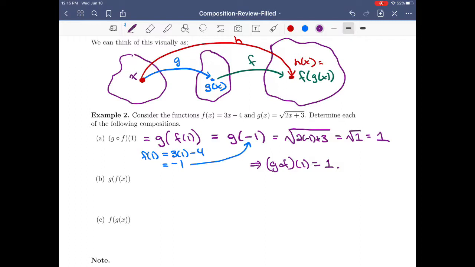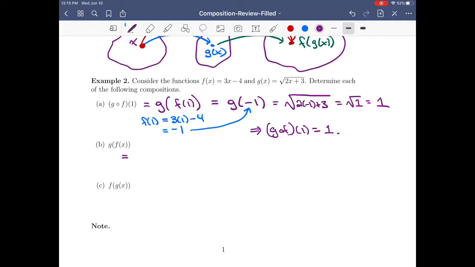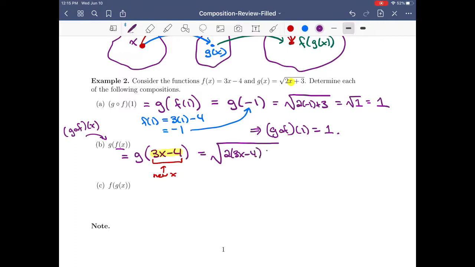Now what if we do this for general x? So g of f of x, so this is g composed with f of x. It's going to be g of the function f of x. Instead of writing f of x, I'm going to write what the function is. This is our new input, so this is our new x. Wherever we see an x in g, we're going to put in f of x. So here's the x in g, and I'm going to instead put in all of this. So it's going to be the square root of 2 times 3x minus 4, plus 3. If I simplify that, it's 6x minus 8 plus 3, so 6x minus 5. So that's g of f of x.